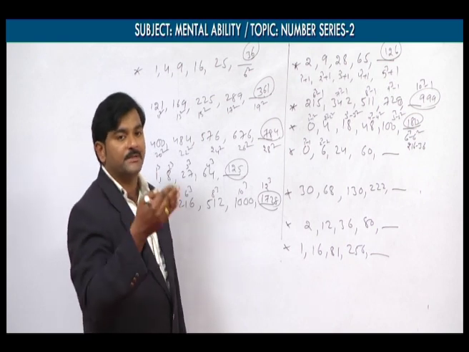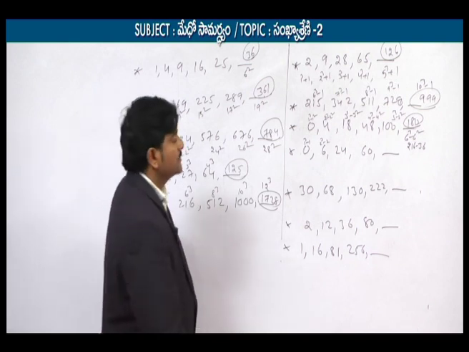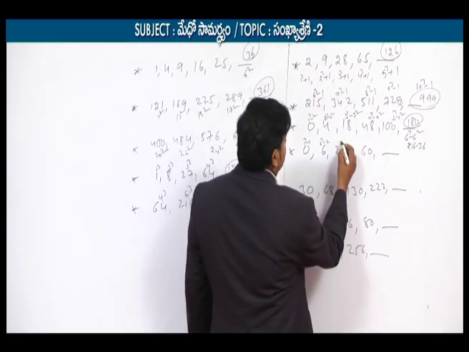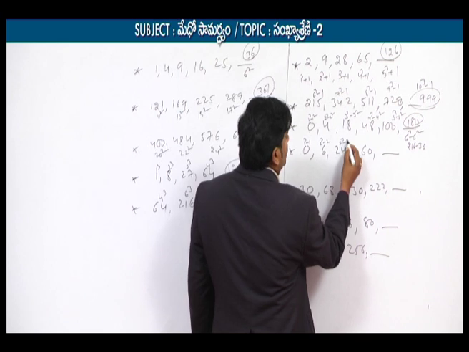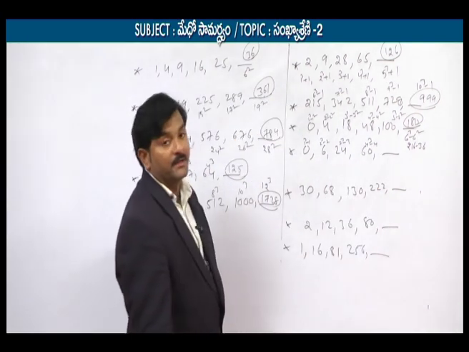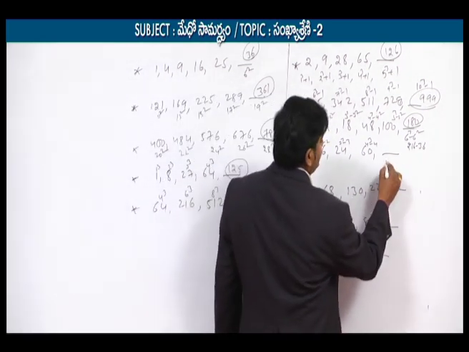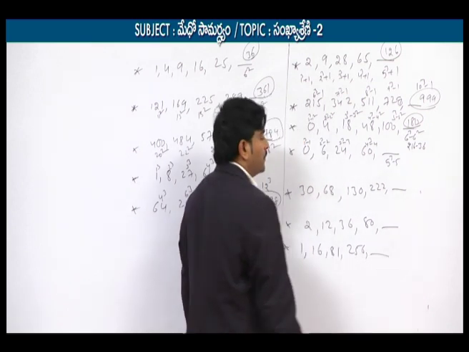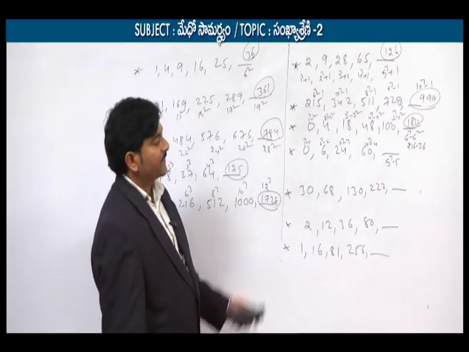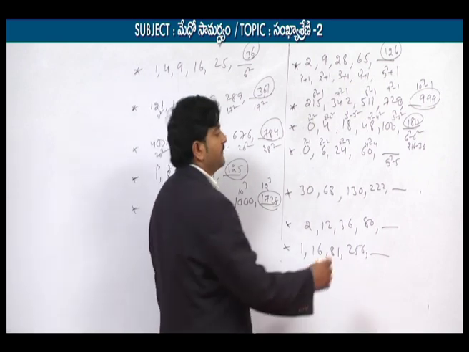4 cube value is 64. 64 minus 4, how much can you take? 60. So hence blindly we can write here 3 cube minus 3, here 4 cube minus 4. Next, what can we write? 5 cube minus 5. To get the answer we have to do 5 cube minus 5. 5 cube means 125. 125 minus 5.